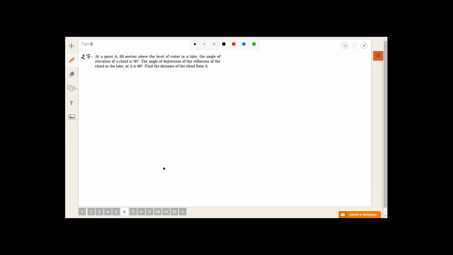Question number 26 we are not discussing here because it is a construction problem, and I kindly request you to do it by yourself. Now let's go for the 27th question. It says at a point A 20 meters above the level of water in a lake, the angle of elevation of a cloud is 30 degrees. The angle of depression of the reflection of the cloud in the lake at A is 60 degrees. Find the distance of the cloud from A.